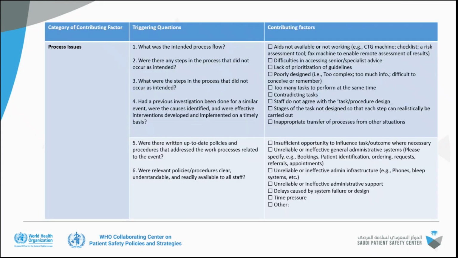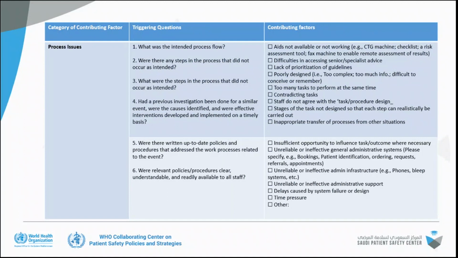So for each category of contributing factor, we'll take an example so that the picture will be more clear for you. The first category of contributing factor is the process issue. We have to ask ourselves triggering questions till we reach what exactly is the contributing factor. So let's take an example. In the process issue category, we can ask this question: what was the intended process flow? The second one, were there any steps in the process that did not occur as intended? Also, we can ask what were the steps in the process that did not occur as intended. So when we answer these questions, we can know what was the contributing factor.